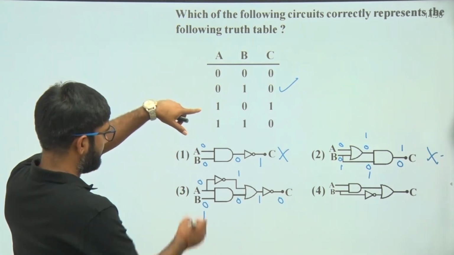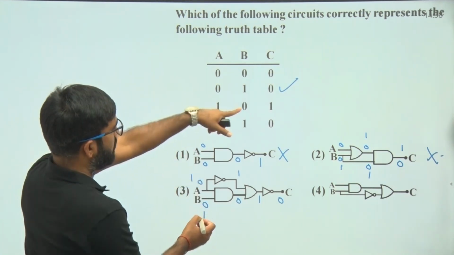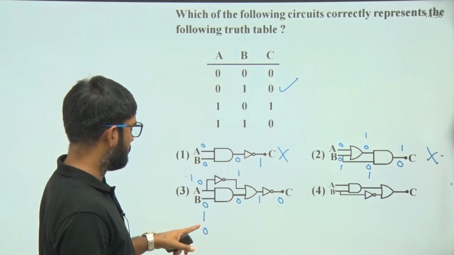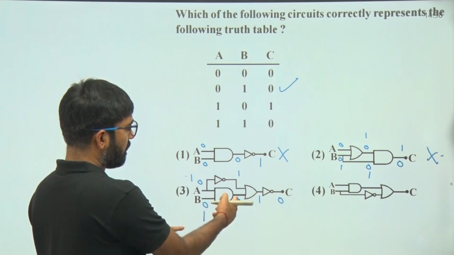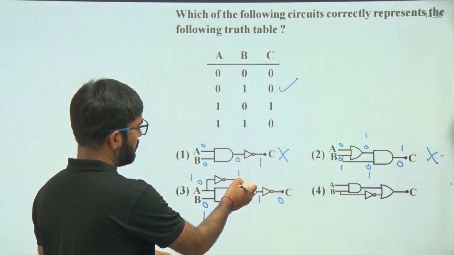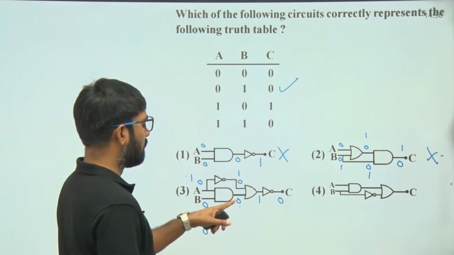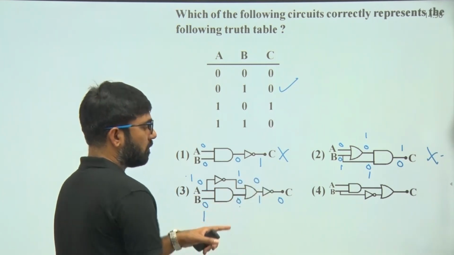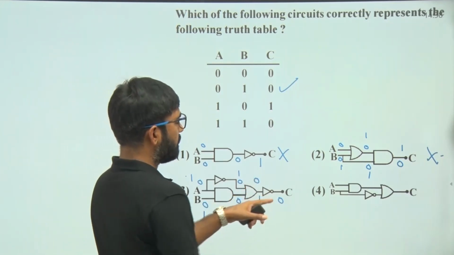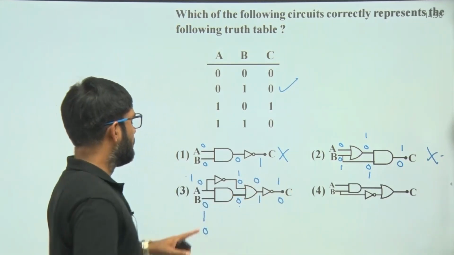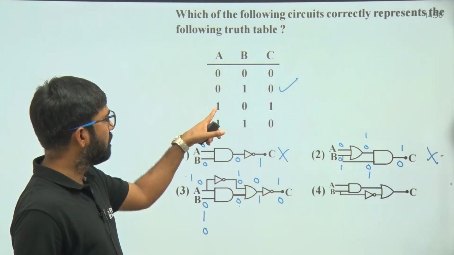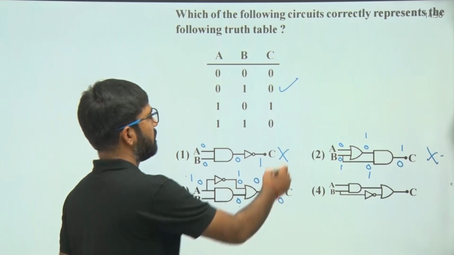Now check for the next. A is 1 and B is 0. If B is 0, the output of the AND gate will be 0. If A is 1, the output of the NOT gate is 0. So both inputs of the OR gate are 0, and the output of the OR gate will be 0 plus 0, which is 0. This is a NOT gate, so the output will be the inverse of 0, that means 1. If A is 1 and B is 0, the output is 1. This is also satisfied.